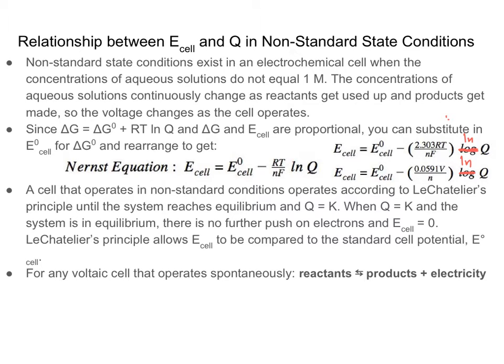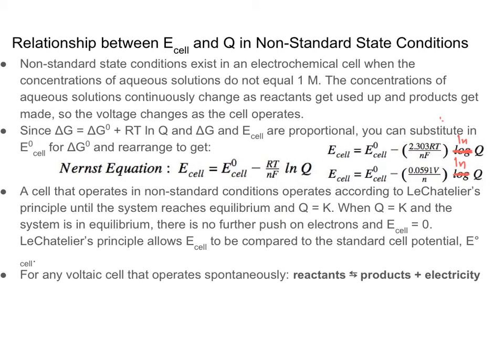Now, since delta G and cell potential, or change in free energy and cell potential, are proportional, you can substitute and rearrange to get what we call the Nernst equation. There are a couple of different variations of the Nernst equation. For example, one of the variations is this one right here, which we're going to spend some time with today.